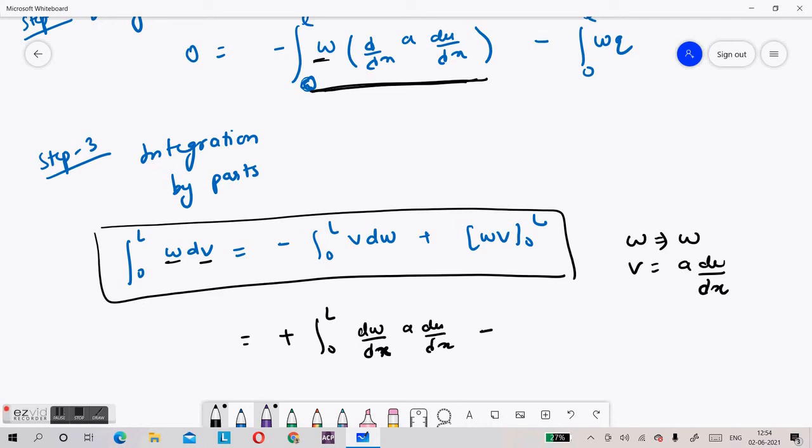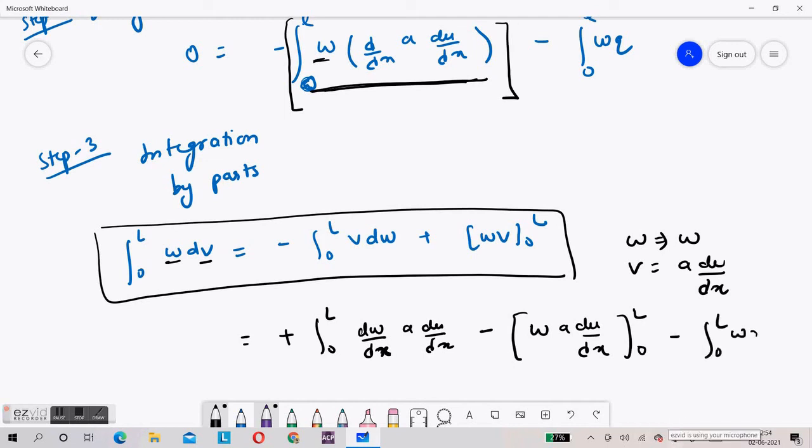Then we have this term, which becomes negative because of the whole minus outside. So this term will become negative, minus minus plus, and this one plus minus minus. So this will become w times v, which is a du over dx, from 0 to L. And this term will remain like this, the integral from 0 to L of wq dx.